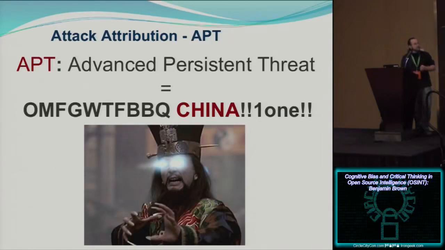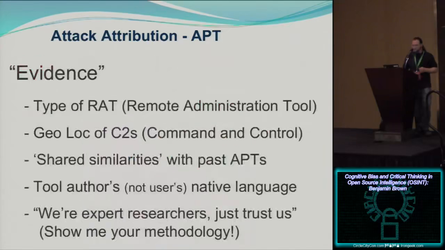The next area that I'm going to talk about is all of the reports on APT, the Advanced Persistent Threat. And typically, when people say or hear APT, one of the main undercurrents there is, oh my God, China. So out of these reports, some of the evidence and the methodologies that were used included things like the type of remote administration tool. Now, these tools that they named are publicly available to anyone.